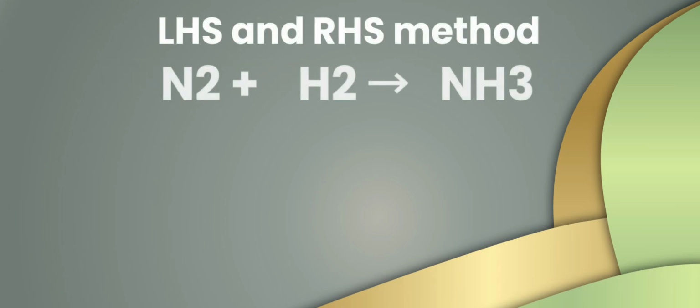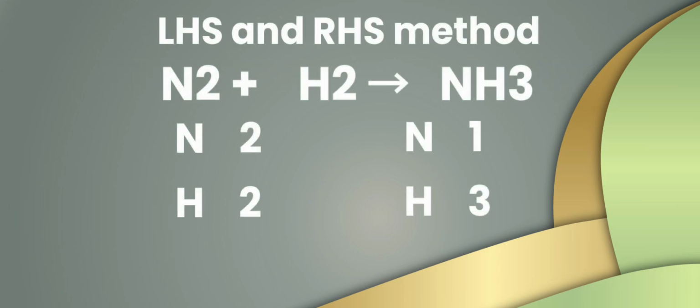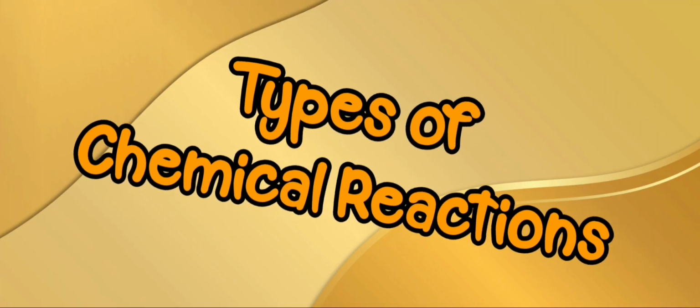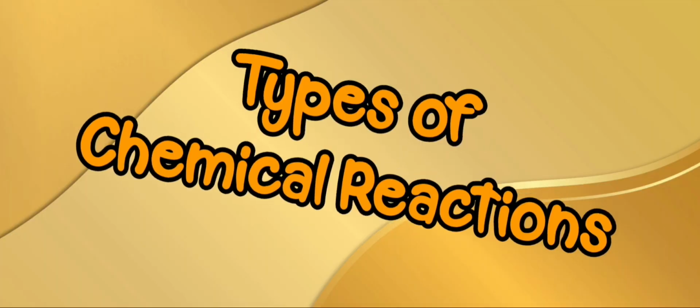In the LHS and RHS method, we start by writing the number of atoms of each element on both sides. Then we multiply it with the appropriate number to make it balanced. Then we write it in the equation, and thus this equation is also solved. We should also keep in mind that the number in the start as shown here counts for all the elements in the compound. Next we go to types of chemical reactions.